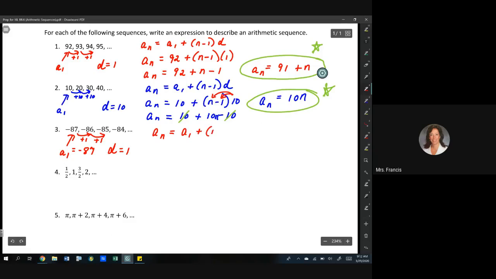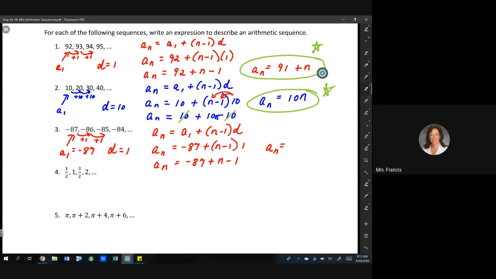All right, a sub n. Write out my formula. Once you write out the formula a couple times, you don't even have to look at your reference sheet anymore. That's really the idea. The value of the first term is negative 87, and as we said, our common difference is 1. When we simplify that, our final answer here is going to be negative 87 minus 1, which is negative 88, plus n.